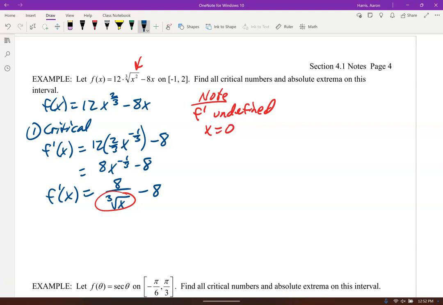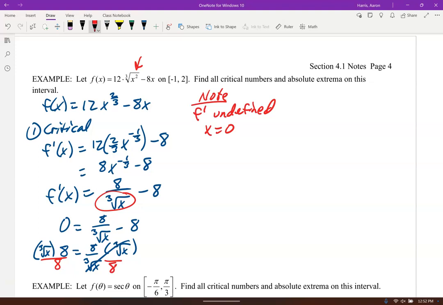Now, besides where the derivative is undefined, where's the derivative 0? So 8 over third root of x minus 8 equals 0. Let me add 8 to both sides, so I have 8 equals 8 over third root of x. Multiply both sides by third root of x, and divide both sides by 8. So I have third root of x equals 1. Let me take the third power, so x is 1. That's my other critical point.